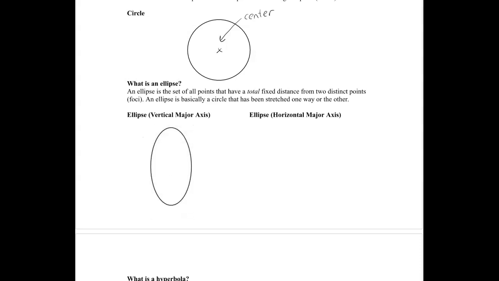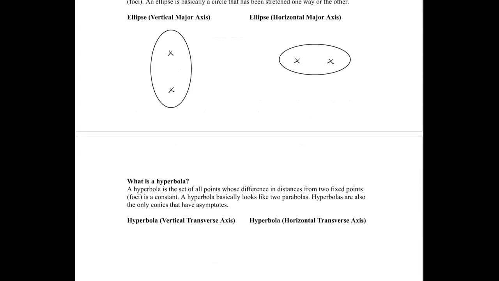And an ellipse is just a set of all points that have a total fixed distance from two distinct points called the foci. So there are going to be these fun little foci that we'll talk about finding later, and they're going to be located inside of that ellipse. But if I wanted to take my circle and elongate it horizontally, it's going to look like this, and my foci are still going to be inside of that. So it's kind of nice.